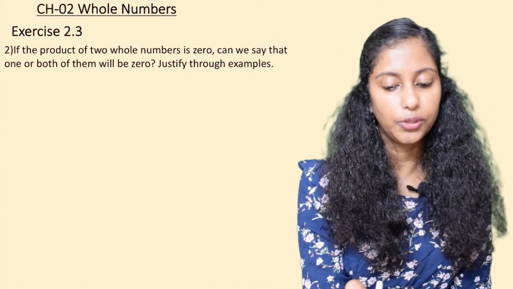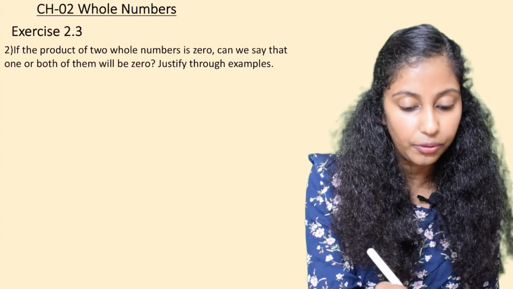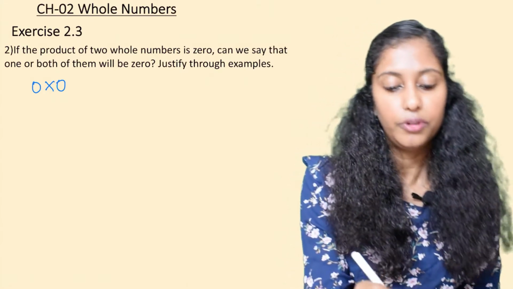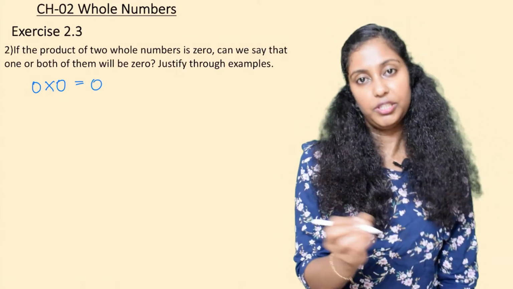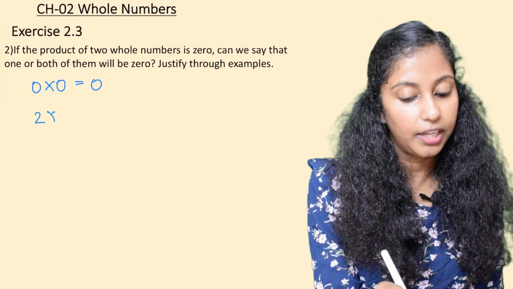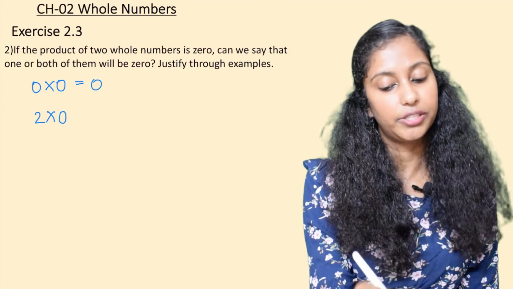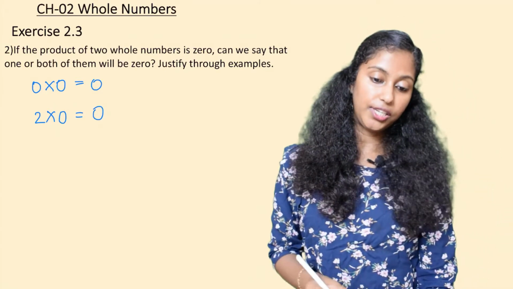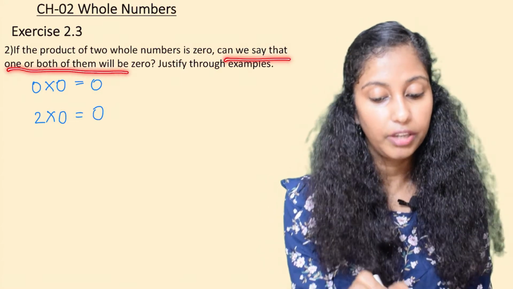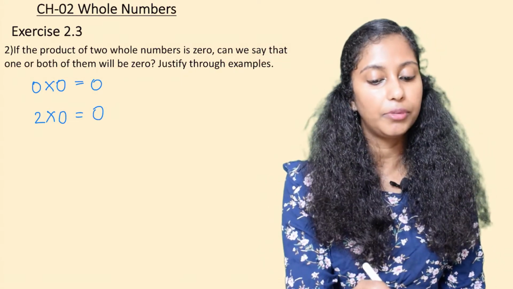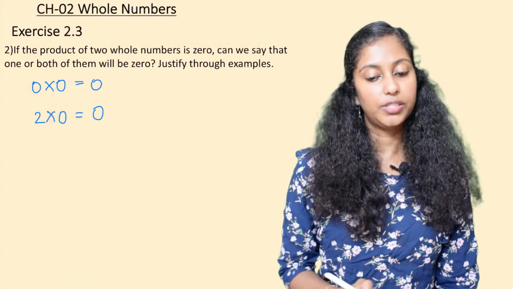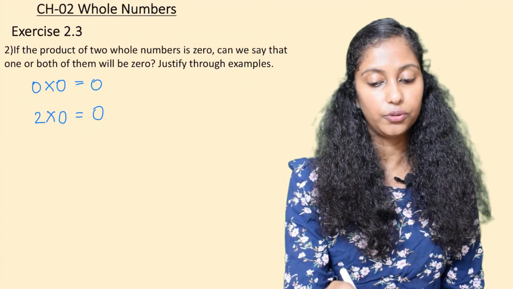Product of two whole numbers is 0. So product of two whole numbers can be 0 if 0 multiplied by 0, if both of them are 0, then the product will be 0. Otherwise, out of both the numbers, we take one number as any other natural number and the other number as 0. Then also we get 0. So they are asking, can we say that one or both of them will be 0? Yes, we can see in both the examples. Here we have both of them 0 and here we have one of them is 0. So we have to justify through examples.